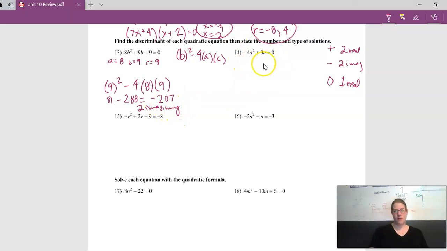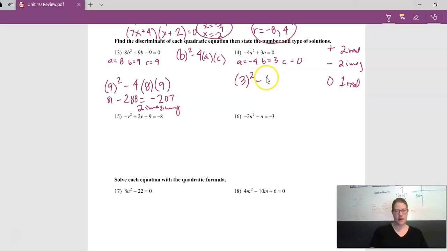Okay, so let's try number 14. Again, it's in standard form. One side is equal to 0. So I have a is -4 and b is 3. C is missing, so in that case it is 0. So plug a, b, and c into our discriminant formula.